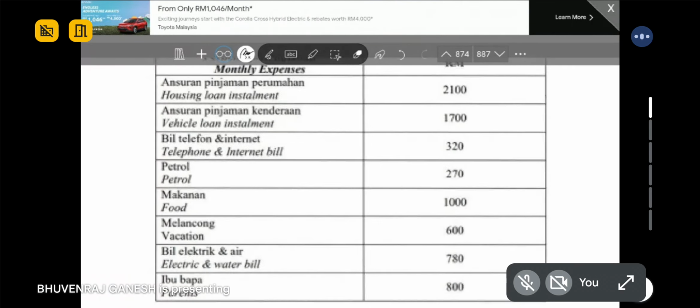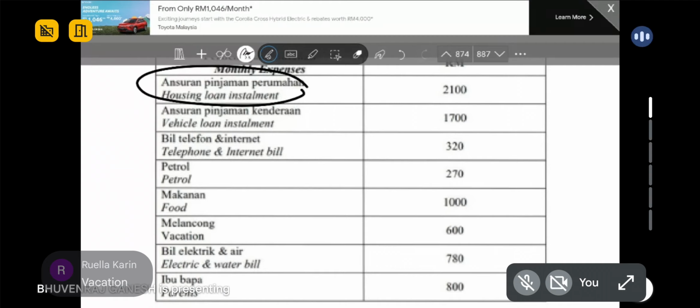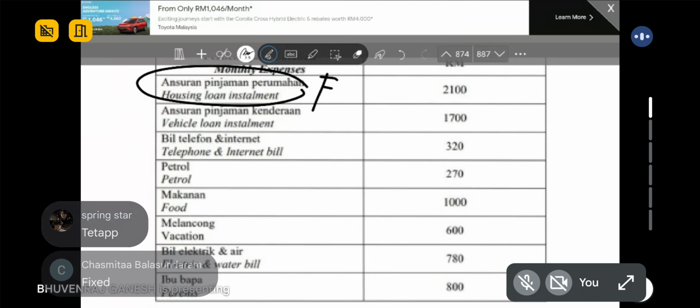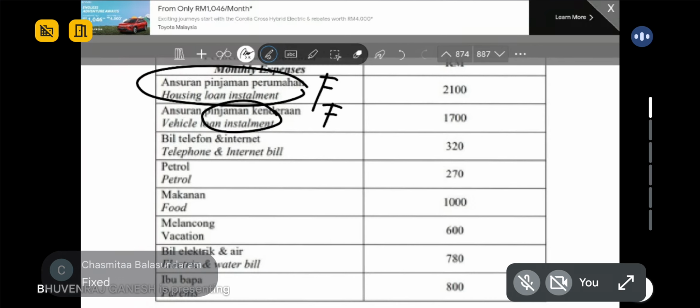Okay, so which one is tidak tetap here guys? Can you all tell me? Which one is variable expenses? Just type the name for me. Which one? So first one, fixed or variable? May I know? Housing loan installment, tetap atau berubah? This one is fixed guys, so F lah. Yeah. And then whenever you guys see installment, right? Always fix one. Okay? Yes. Okay, this one, telephone, internet bill.